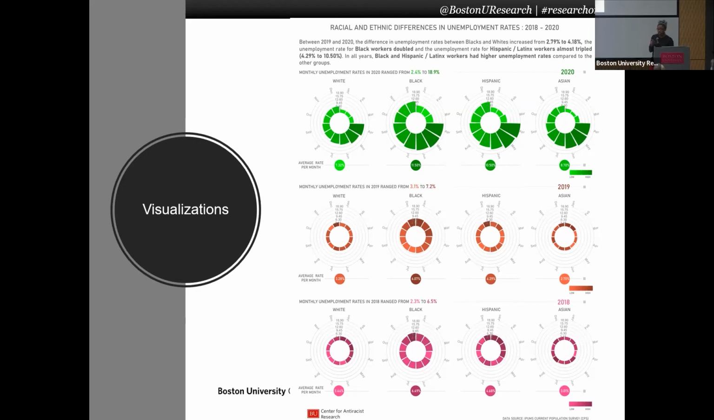Every single bar is a month. It goes clockwise from January to December. The larger the bar, the higher the value as well. So what you see from year to year is that, as we all know, 2020 had significantly higher unemployment rates compared to the other years. But most importantly, if you look across the racial groups, you see that Blacks and Hispanics consistently have higher unemployment rates compared to the other groups.